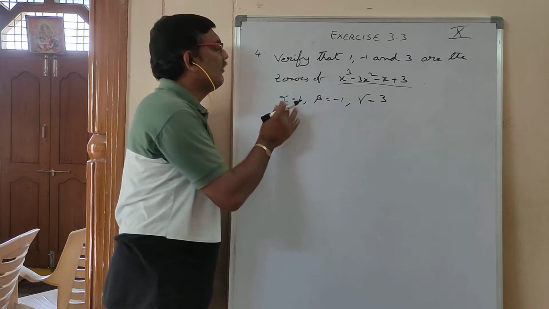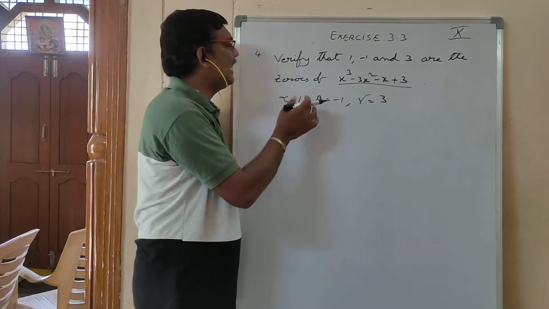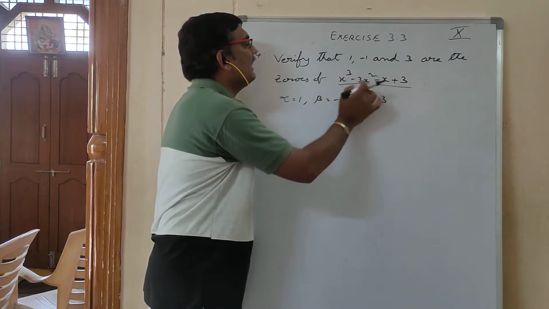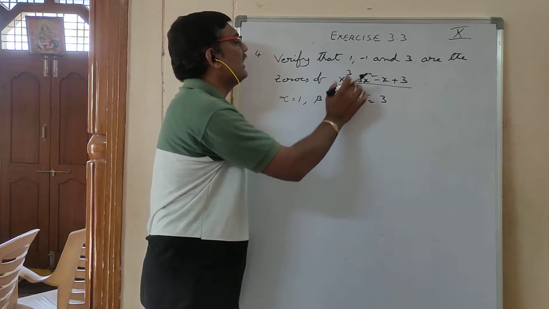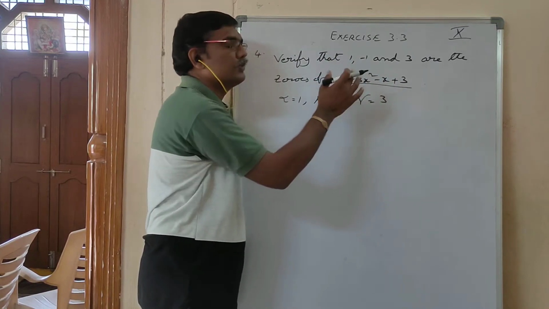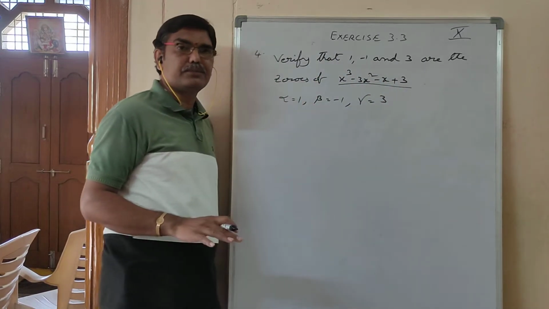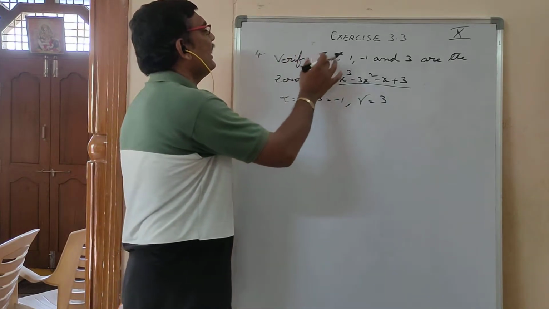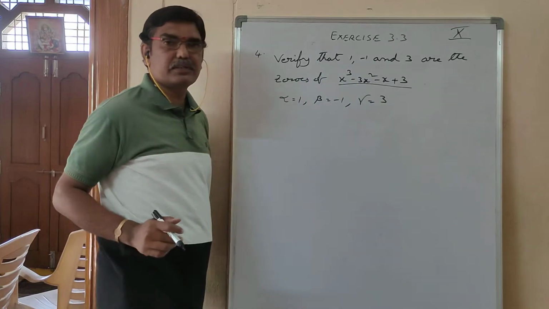What is the meaning of a zero? I already said to you, in place of x if you substitute 1, the entire value becomes 0. In place of x if you substitute minus 1, the entire value will become 0. If you substitute 3, the entire value will become 0. What he is asking us is to verify that these 3 are zeros of this polynomial.